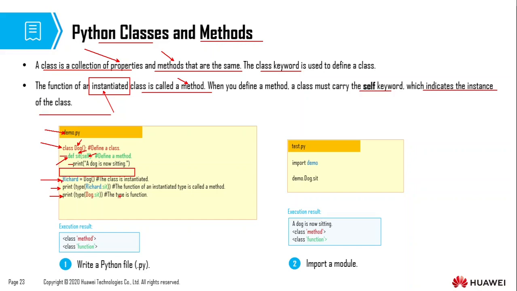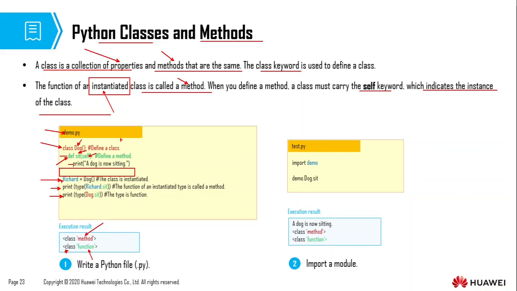Now, when we execute this, we are going to get this as the printout: the data type is a method for richard.sit. For dog.sit, the data type is a function because we've not instantiated. So that is how we do it.